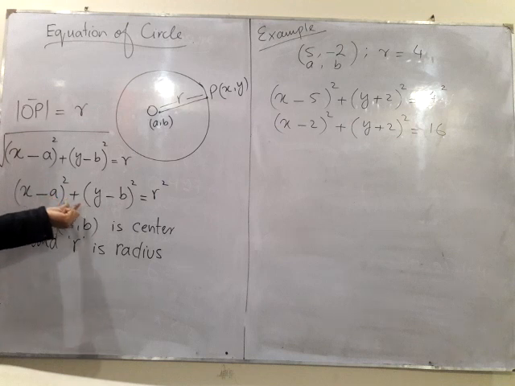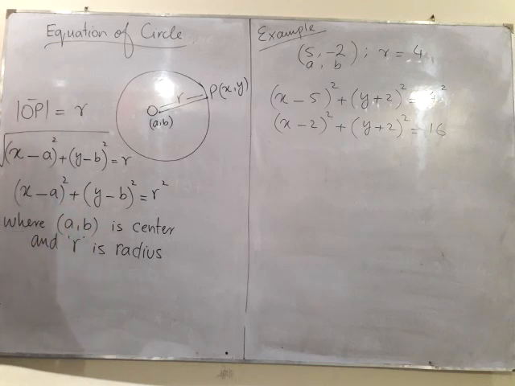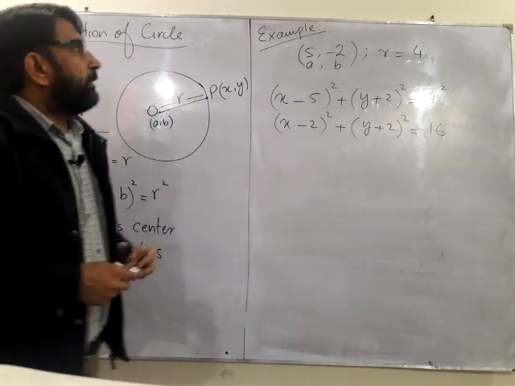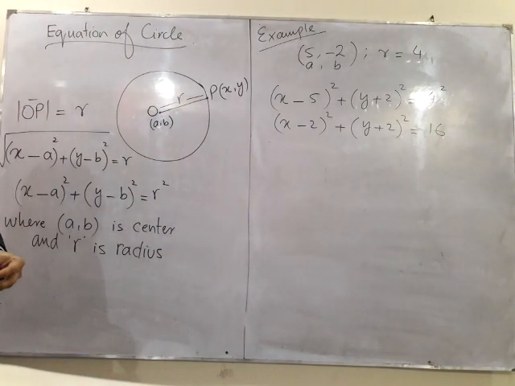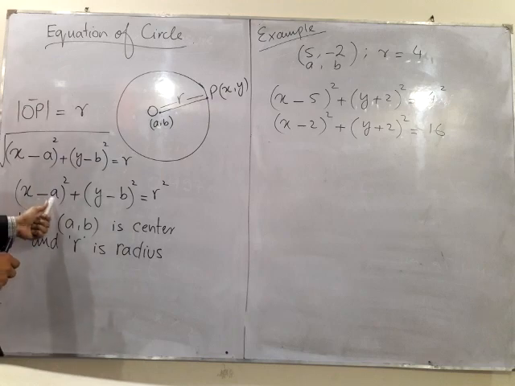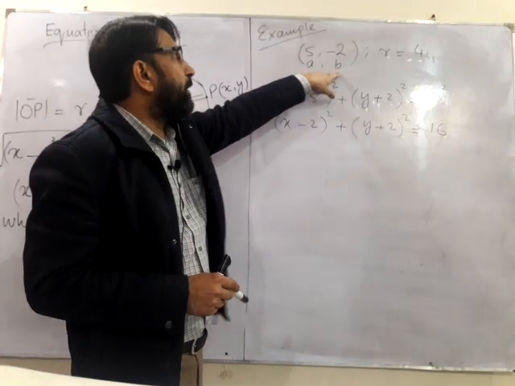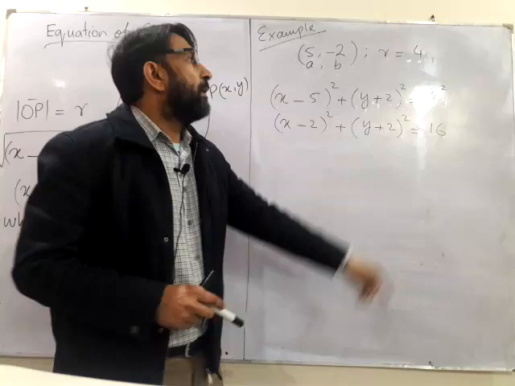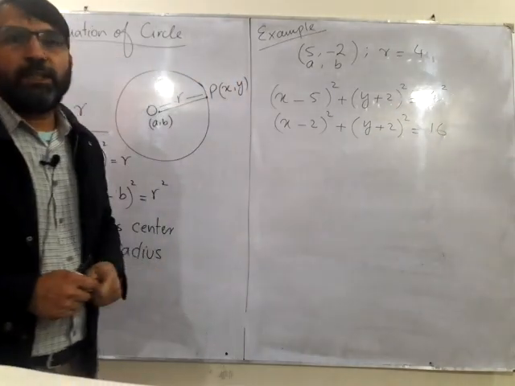So by comparing with this general equation of a circle, we are able to write down the coordinates of the center, radius and the equation of the circle as required in the question. For example, here is an example in which the center and the radius are mentioned, and we are asked to write down the equation of the circle. By placing the values, a is 5 and b is minus 2: (x minus 5) square plus (y plus 2) whole square equals the radius square. Taking square of 4, this will take us to 16.